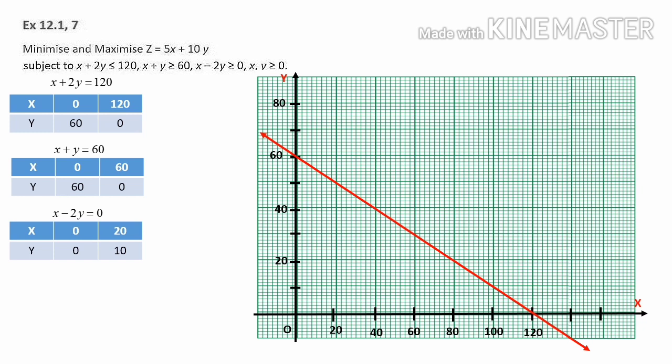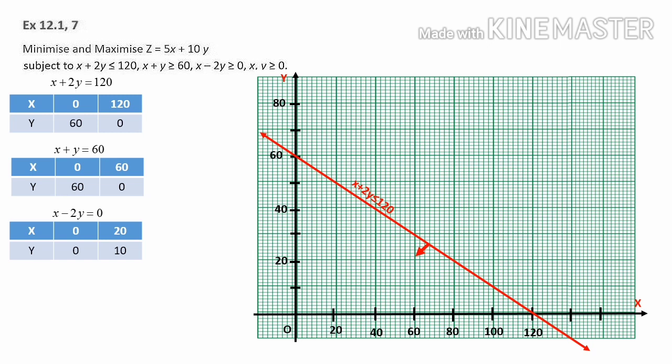Then we have to find out the feasible region. Again, if I take (0, 0), it is below this red line. If I put 0 plus 0 less than or equal to 120, meaning 0 less than 120, the statement is true, which means below the line is the wanted region, or feasible region. So label the line x plus 2y less than or equal to 120.